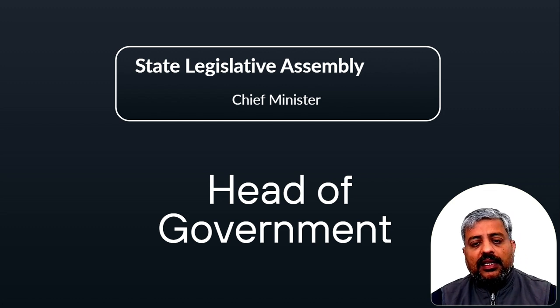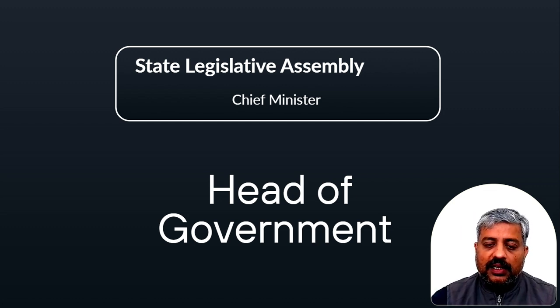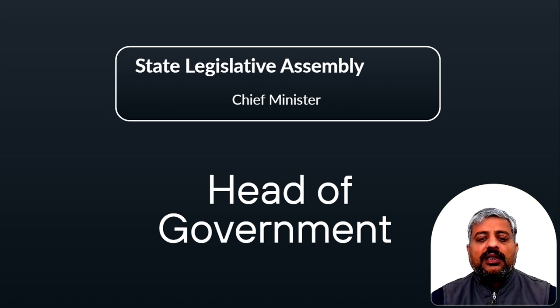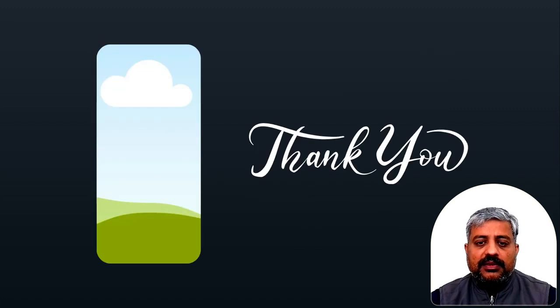Same as in the union government, as we have seen, they choose their leader. The same thing happens here also. So there are a lot of members who win within the parties, who elect their own leader, and the leader becomes the chief minister. In the union government, it becomes the prime minister, and in the state, it becomes the chief minister.